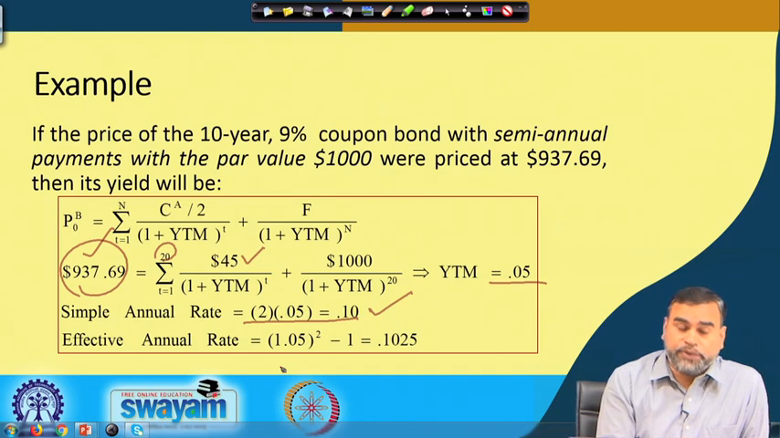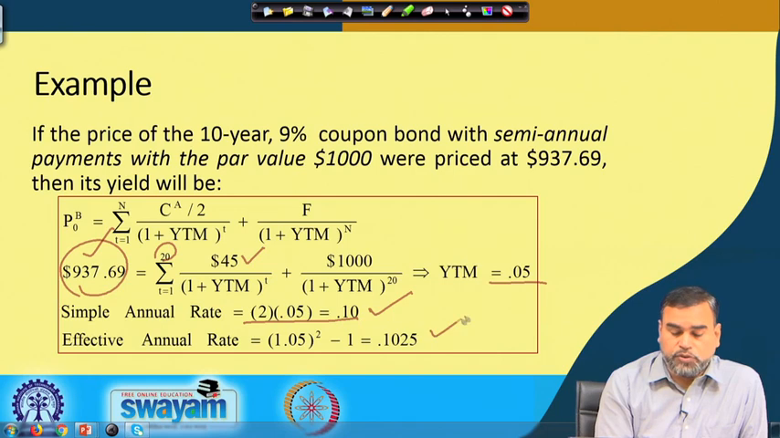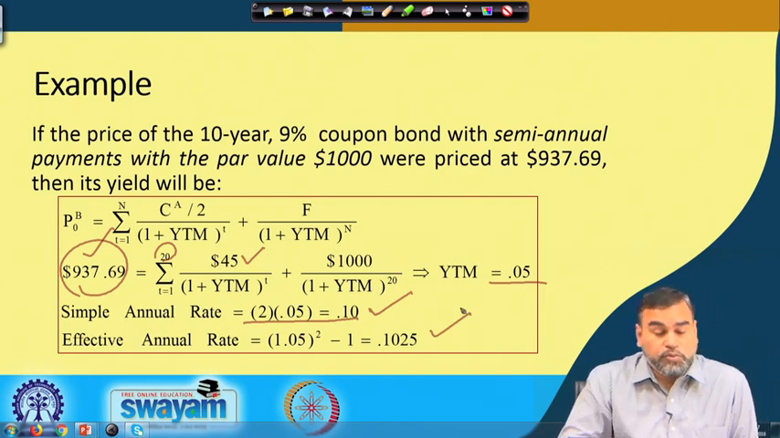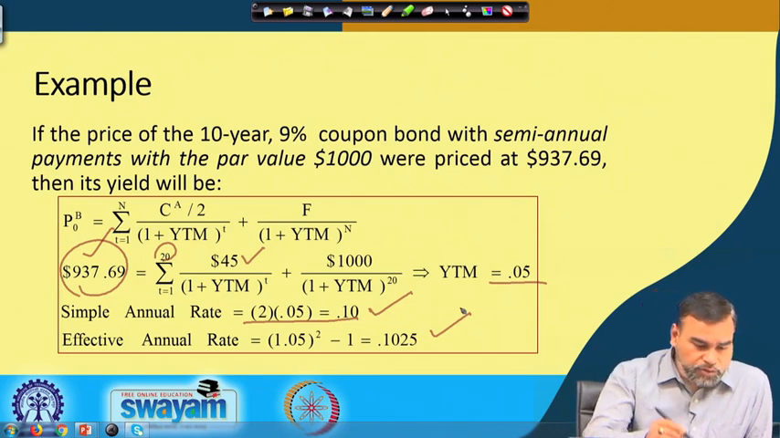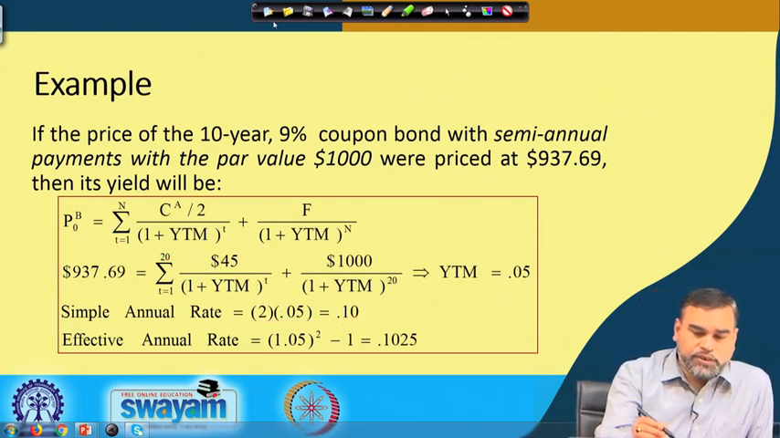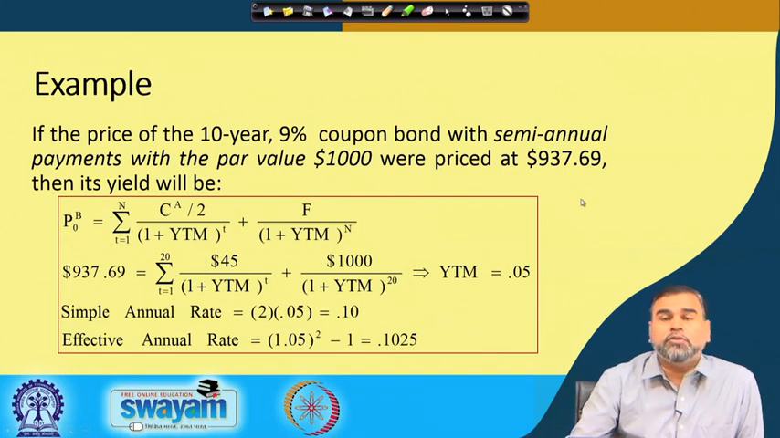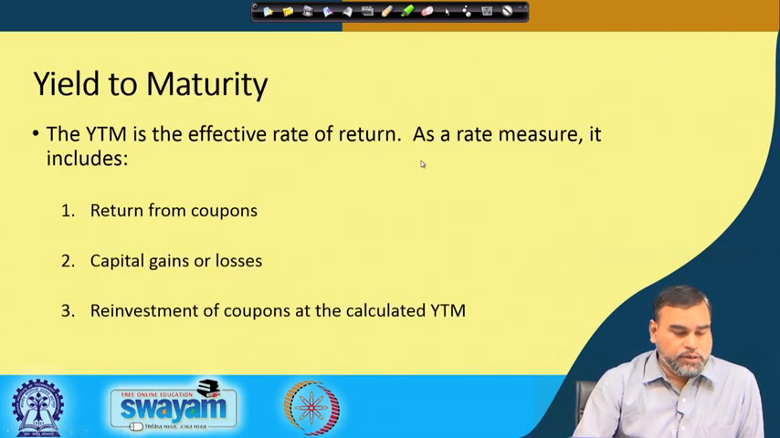And if you are going for effective annual rate, what we have discussed in the previous class, that is nothing but 1 plus r by 2 square minus 1, that is 10.25%. And that 10.25% we are getting because of the discounting of that particular cash flow with respect to that particular period, and that payment is made basically semi-annually. So, this is the way the yield to maturity is calculated.